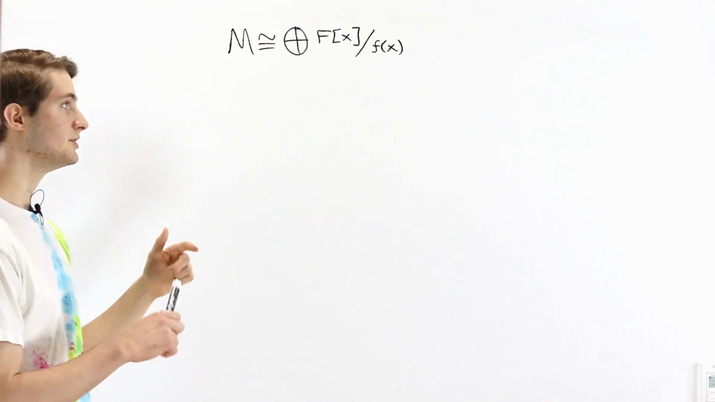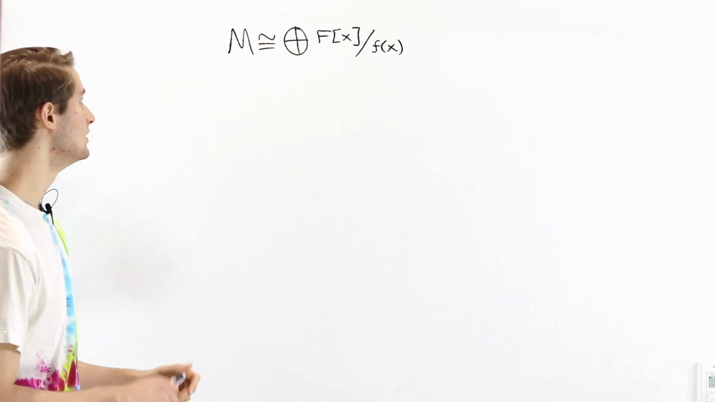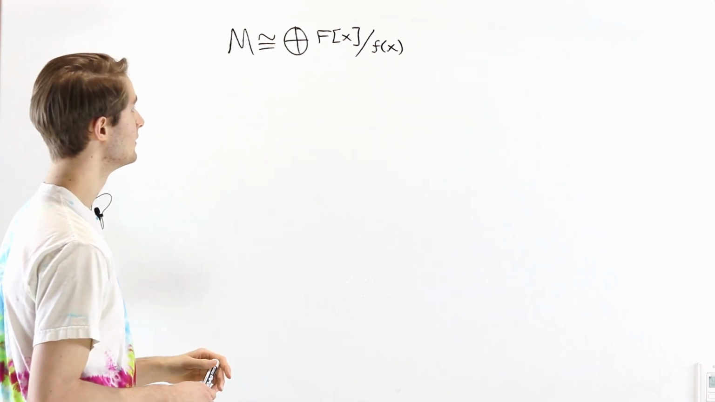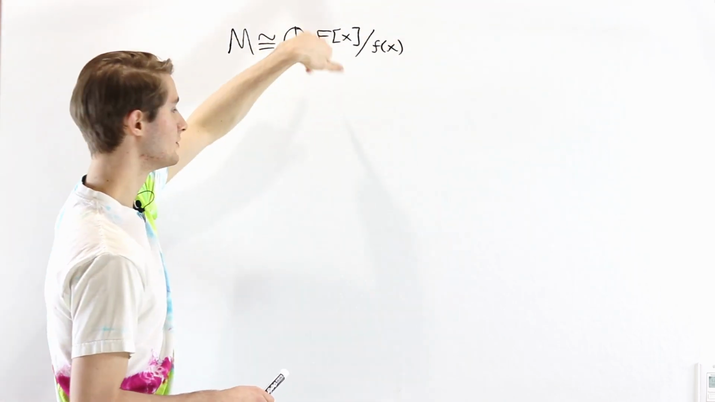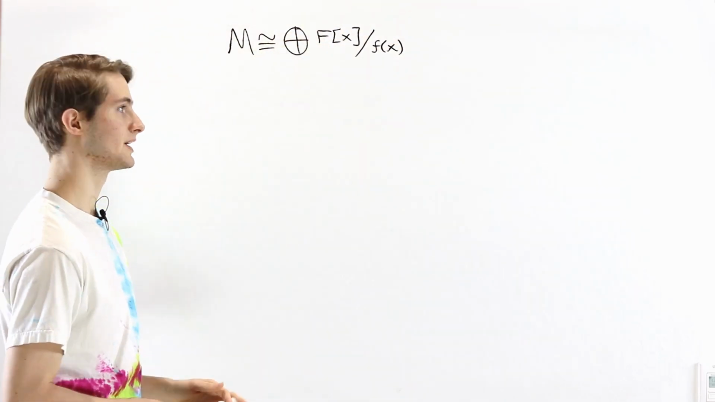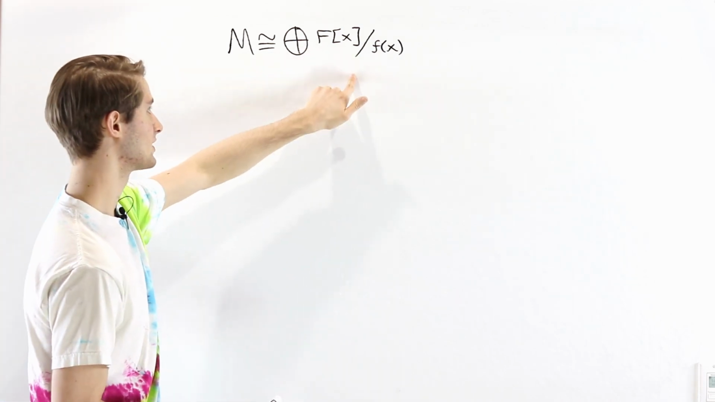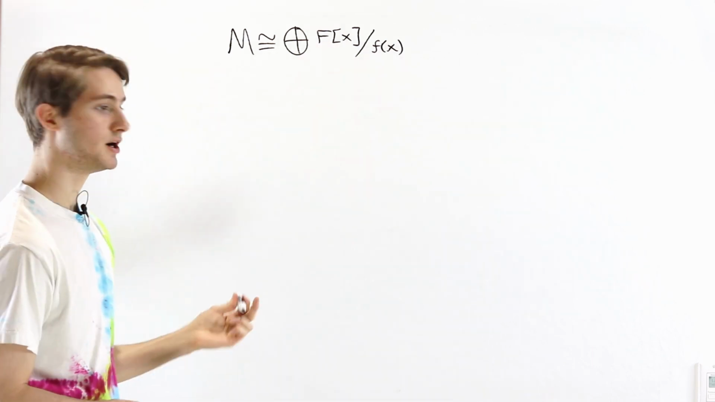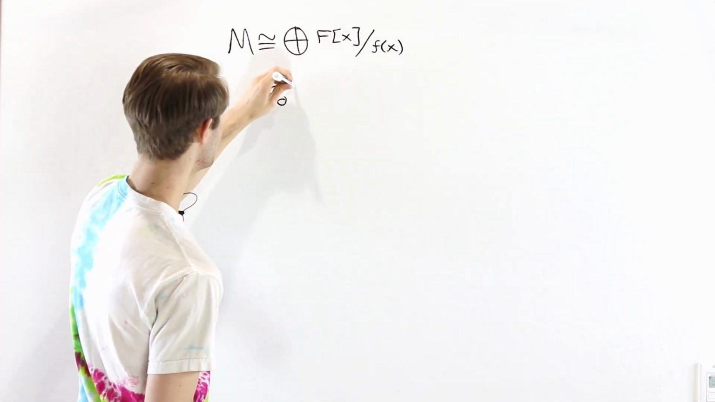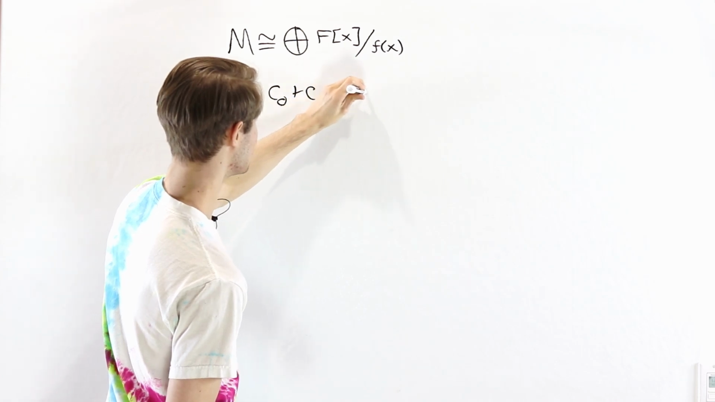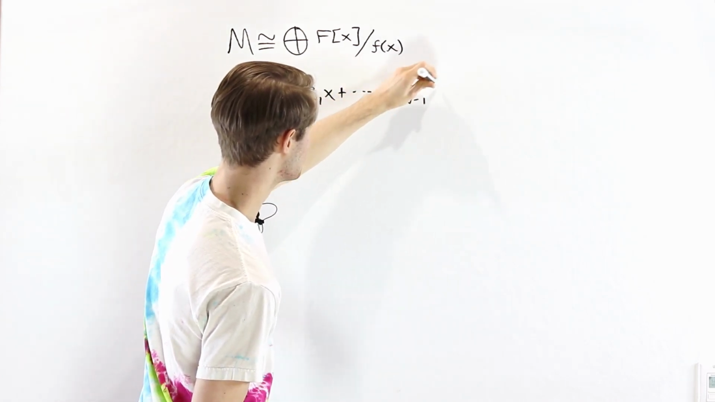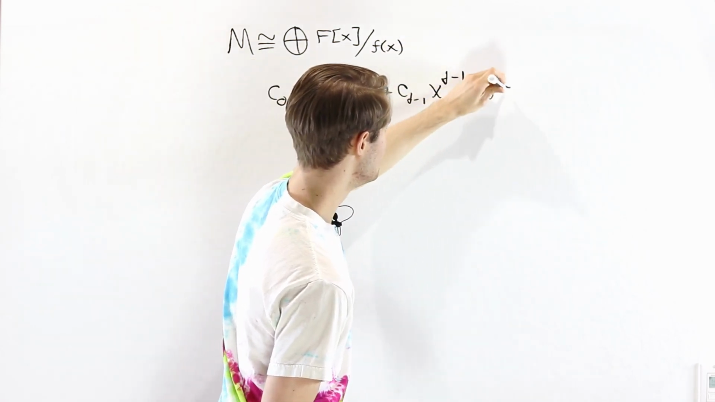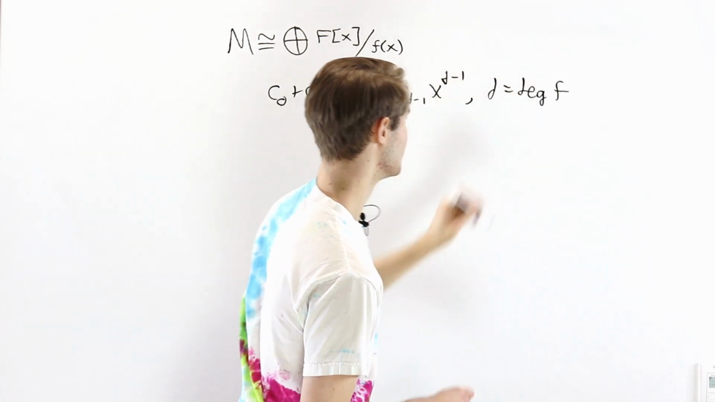Now, a basis has to generate every element of M. So let's think about what we need in order to generate the elements of M. To do that, let's take a look at one specific component of this direct sum. Say it looks like F[x] mod f(x). In that case, the elements in this module are going to look like c0 plus c1x plus ... plus c_{d-1} x^{d-1}. And in this case, I'm writing d to be the degree of the polynomial f.